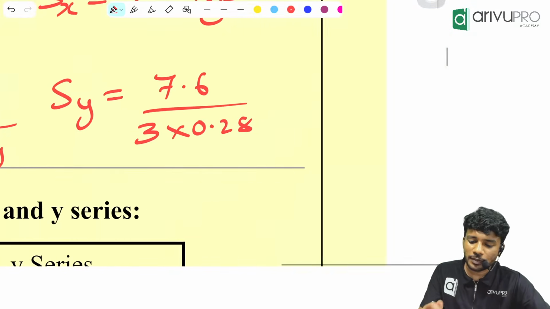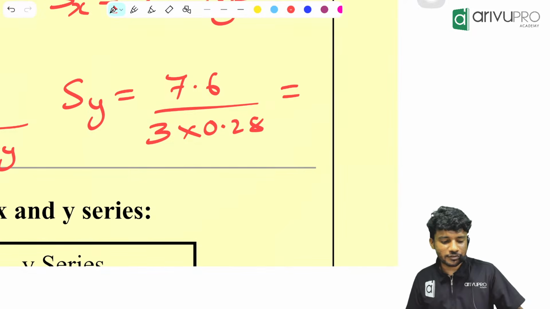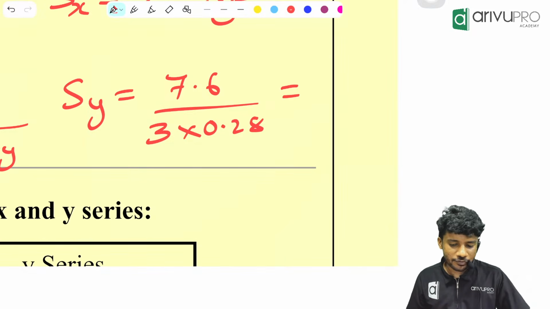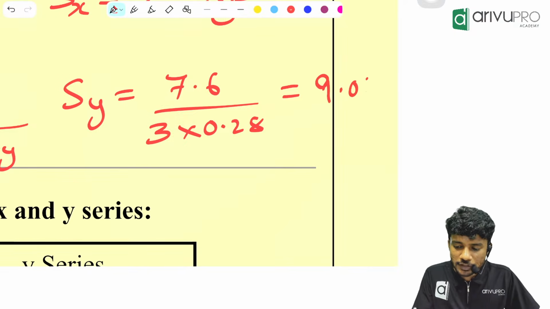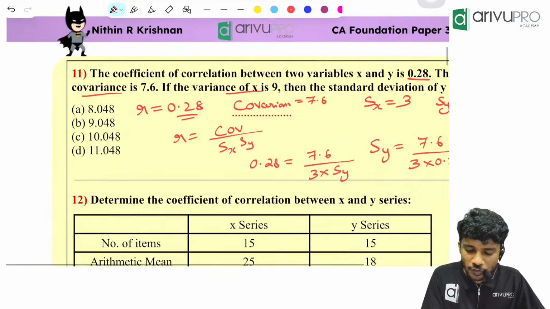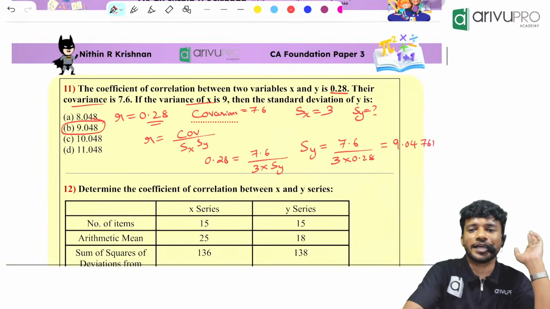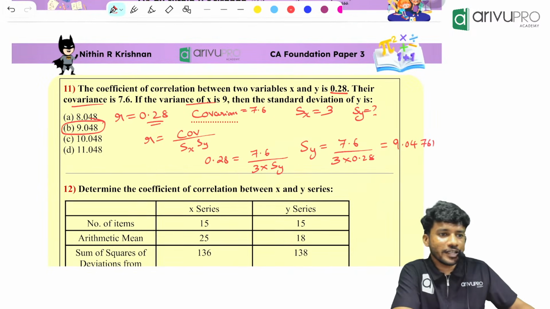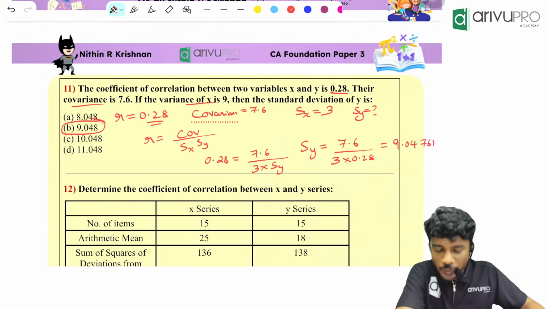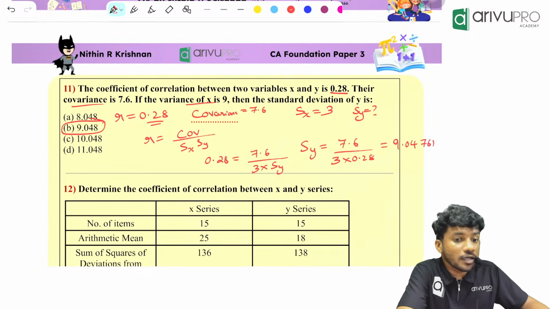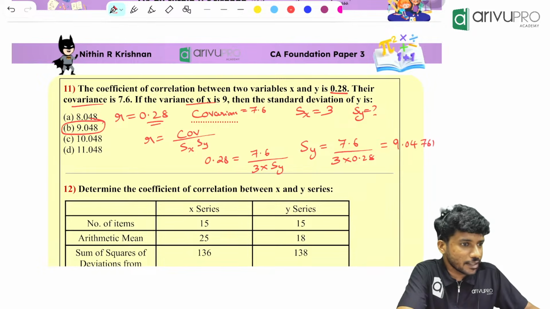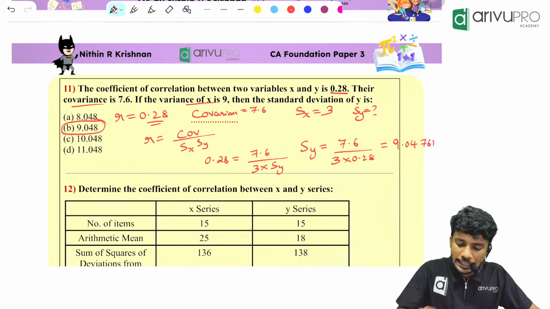Get me your answer. You will be able to get the answer very fast. 7.6 divided by 3 divided by 0.28. How much are you getting? 9.04761 something you are getting. So we will convert it as 9.048. Done. Very direct, very easy, and you can expect this type of question in the future also. Done? Clear?